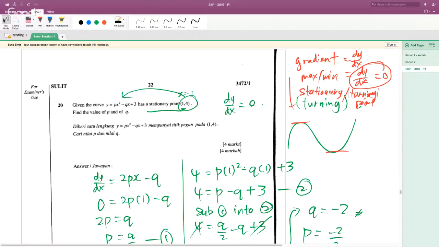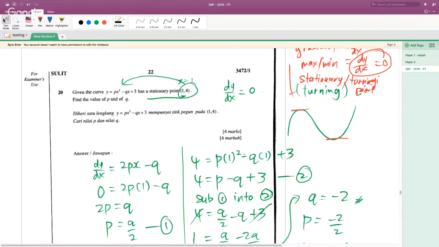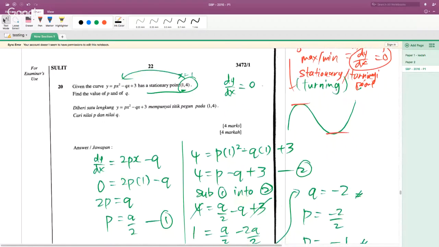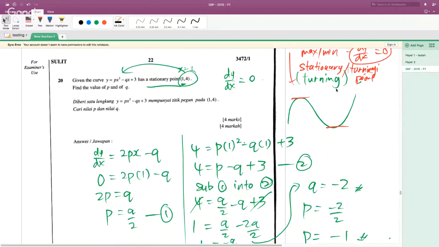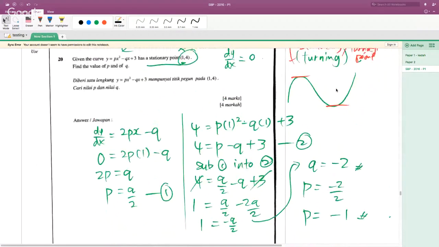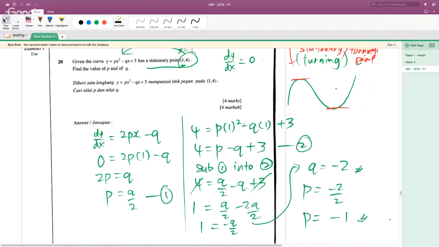I cannot summarize it in one sentence, but you have to do a lot of questions in order to understand that. Whenever you do a lot of questions and see the way the questions are asked, then you can guess this is dy/dx. And sometimes, like question 20 here, you might think this one may not use dy/dx. If you do not want to use dy/dx, and you see a stationary point, what can you do?